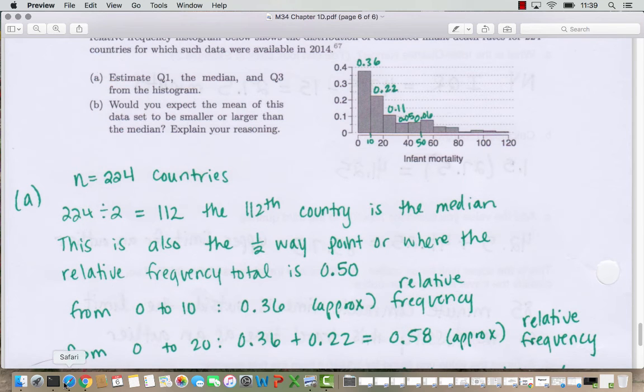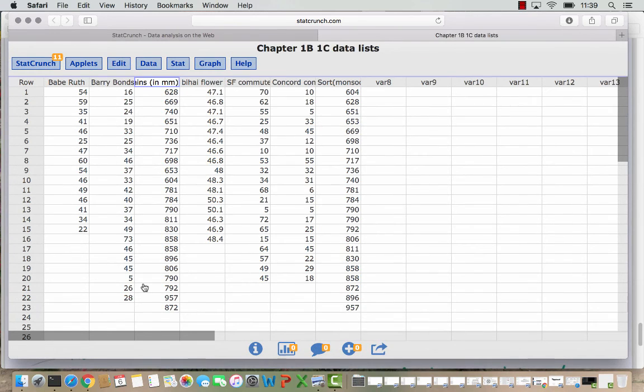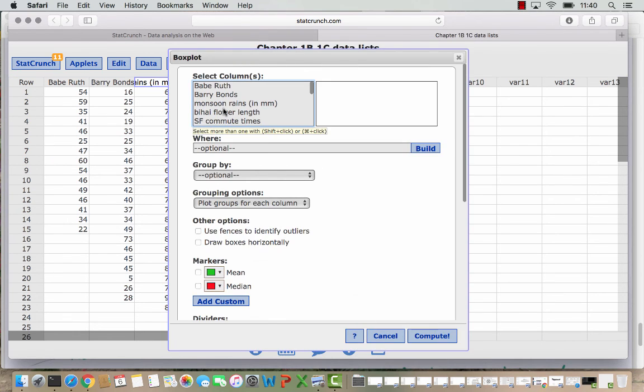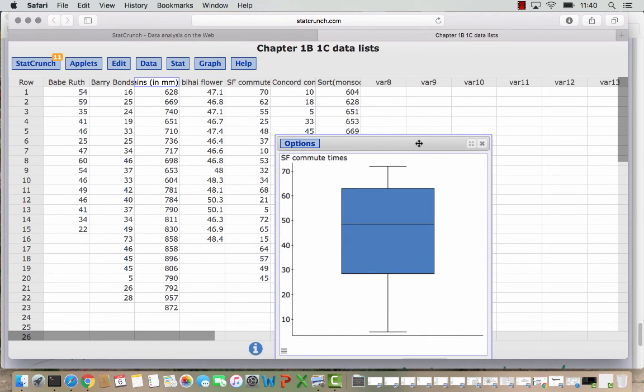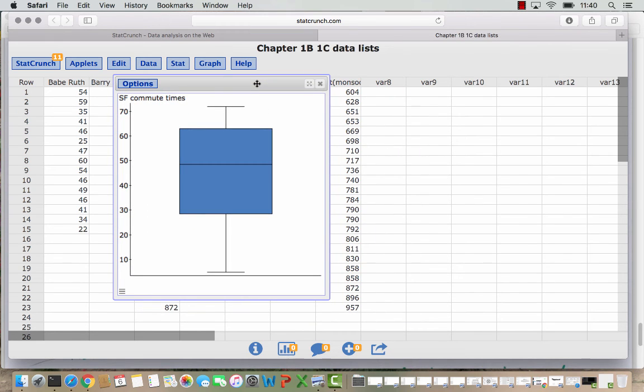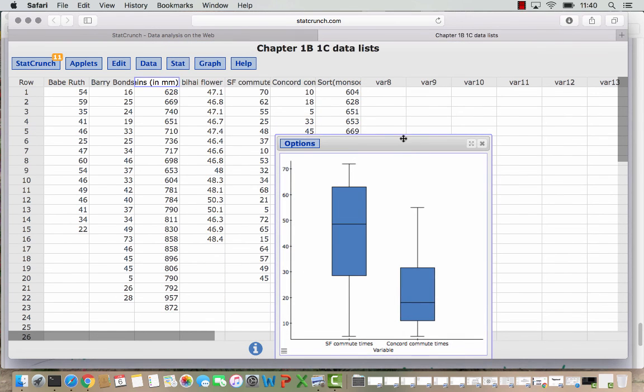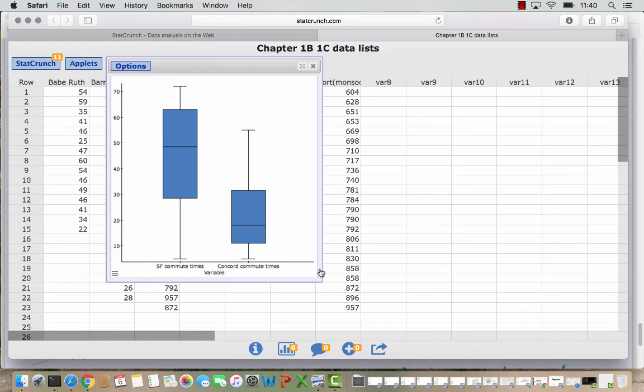Let's go look at how we could make a box plot in StatCrunch. I've got my SF commute times and my Concord commute times from an earlier example. If I go to Graph, Box Plot, I can choose SF commute times and click Compute, and here's my box plot drawn in here. Now maybe I want to compare SF to Concord, so I can go to Options, Edit, hold down Control or Command and also select Concord commute times, and compute. And here are my side-by-side box plots.